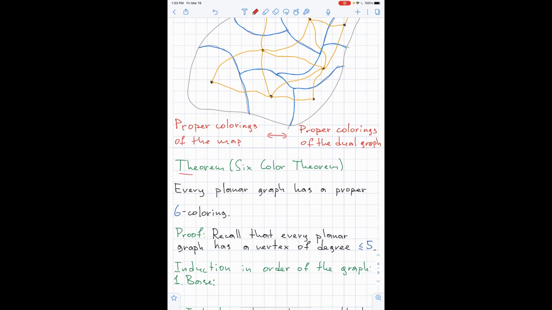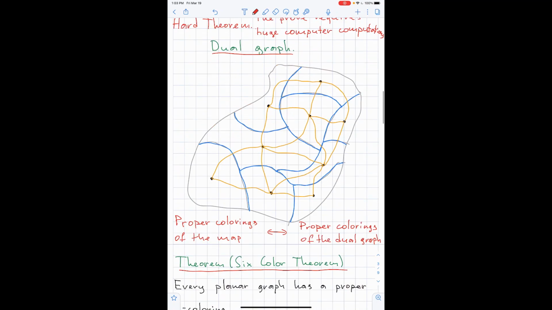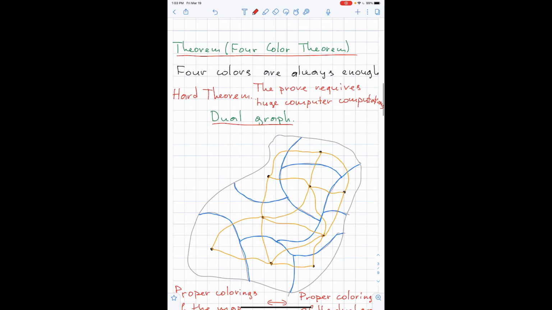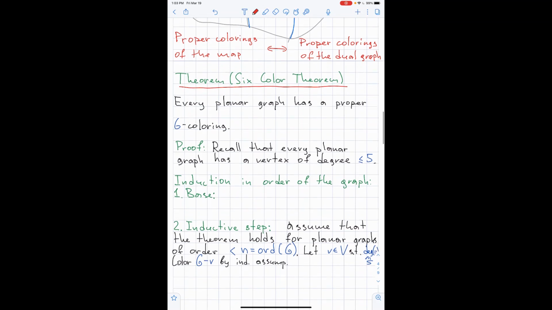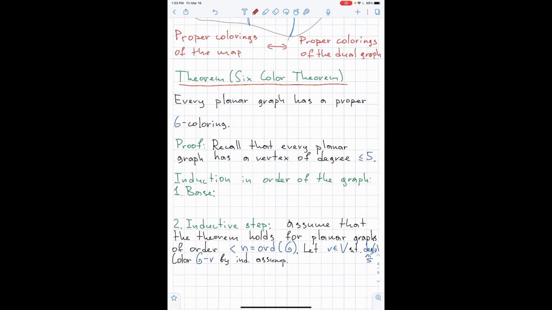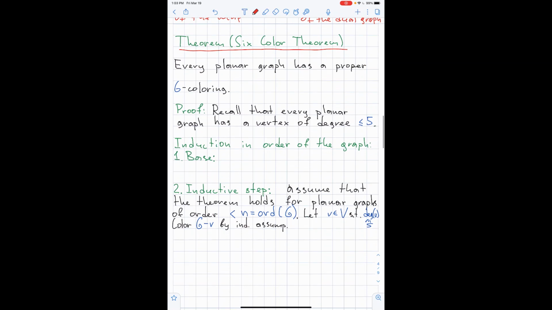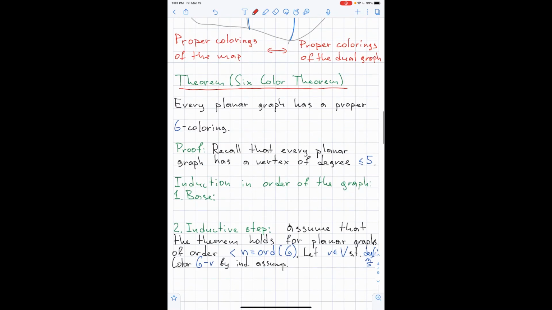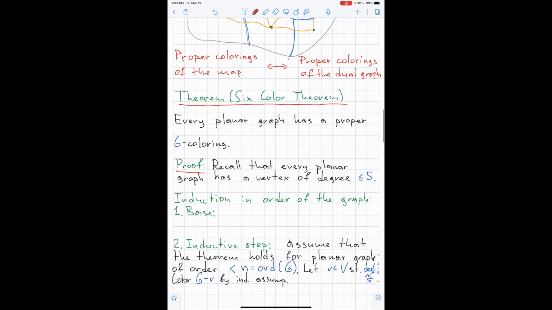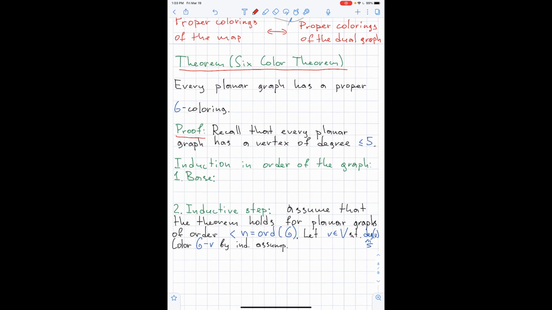So the next thing I want to do is to prove the 6-color theorem. So remember that the hard theorem was the 4-color theorem, but the 6-color theorem is relatively easy, and that's what we will start with. So the theorem says that every planar graph has a proper 6-coloring, so coloring in 6 colors. So in the proof, the key fact is something we proved last week, that says that every planar graph has at least one vertex of degree less than or equal to 5. So that was a theorem from last week.